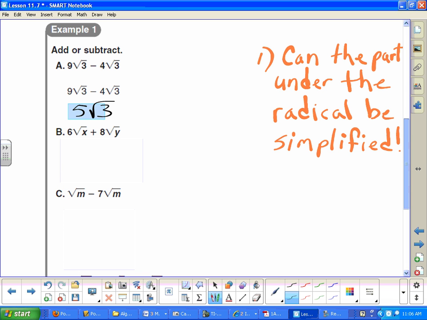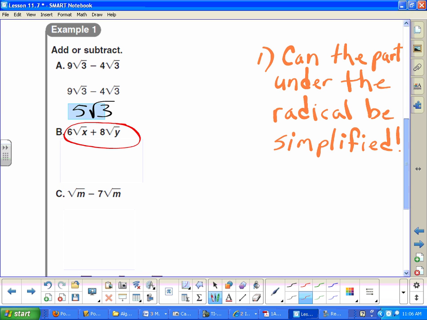Letter B. Can we simplify what's under the radical in either case? Okay, no. All right, are they like radicals? No. And if they're unlike radicals, then that is your answer. They cannot be simplified. That would be just like if I said 6x plus 8y. Can I add together 6x plus 8y? No. Okay? They're unlike variables, can't add them together. Same with unlike radicals. You cannot combine them.